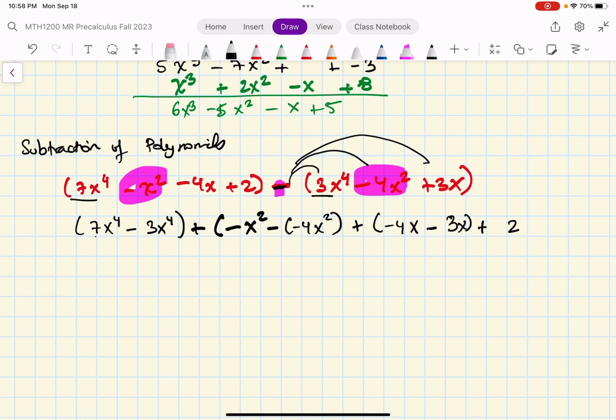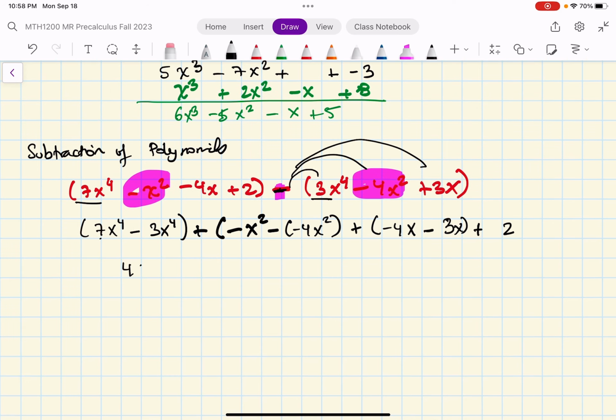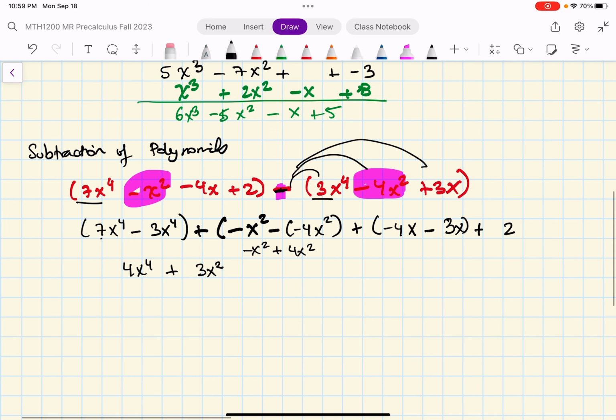Now I'm going to say, okay, 7x to the 4th minus 3x to the 4th is 4x to the 4th. Here I have negative x squared plus 4x squared. That gives me positive 3x squared, so plus 3x squared. The next one I have negative 4x minus 3x. That's negative 7x. So minus 7x plus 2.